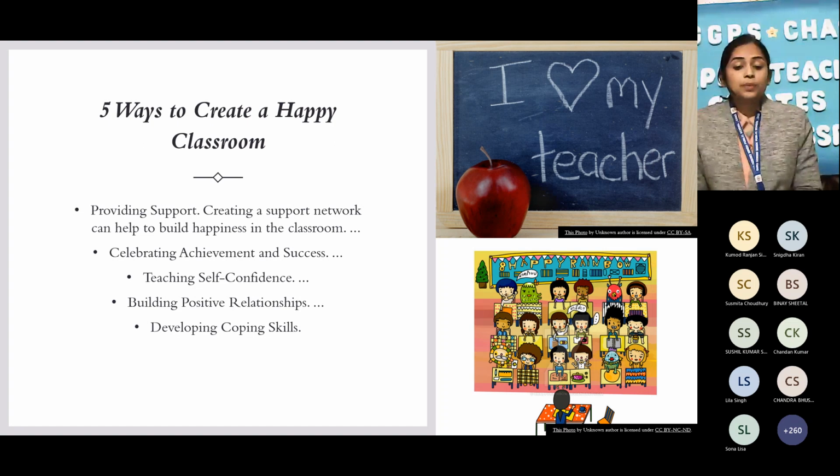Second, celebrating achievement and success. When we celebrate the achievement of a student and celebrate their success, automatically the class and the child become happy, and we also become so happy in knowing their confidence. Self-teaching and self-confidence is also one of the most important points we should keep in mind to create a happy classroom. Then we also have to think about building positive relationships, and developing coping skills is also part of creating a happy classroom.